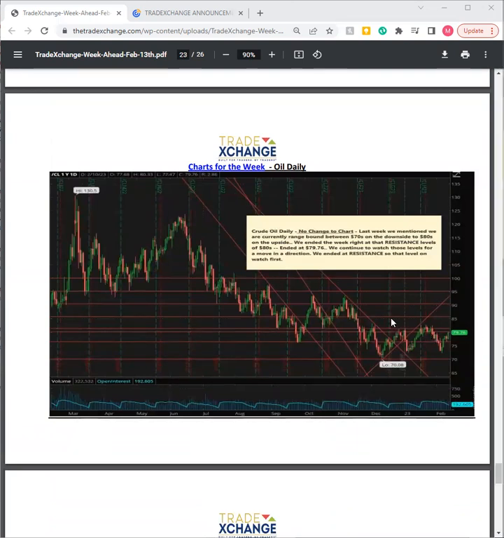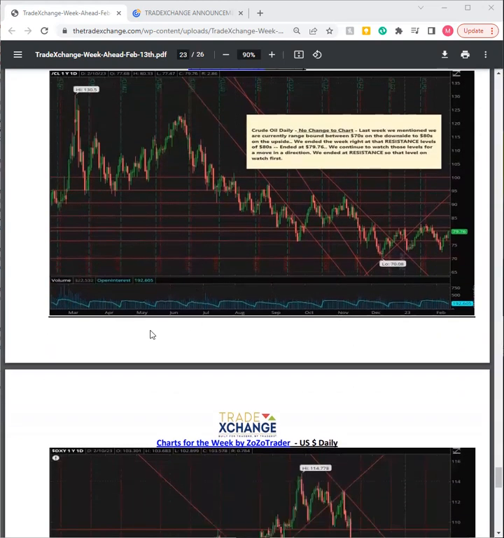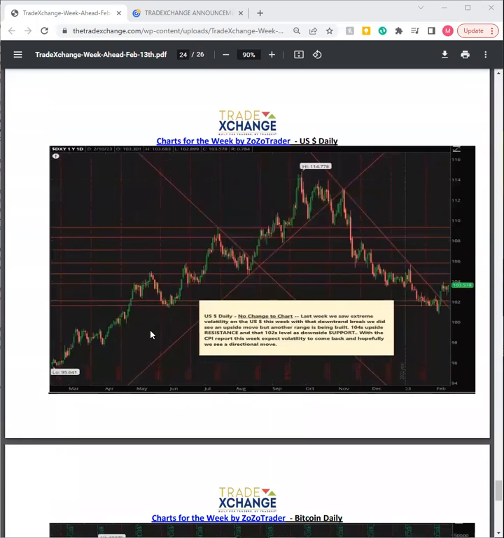Last week we mentioned we are currently range bound between the 70s on the downside and 80s to the upside. What happened this week? We basically closed red at 80 at that resistance level. So we continue to watch these levels, this upside to this downside. Any directional move, you could break above this and hit 90 or break below 70. We'll see what happens if you break below 70. But we'll be keeping a close eye on oil since it did have that strength this week.